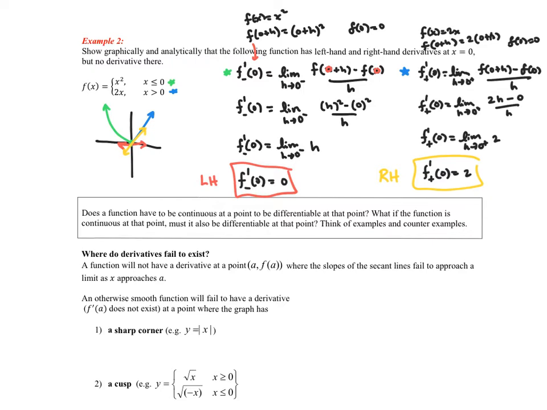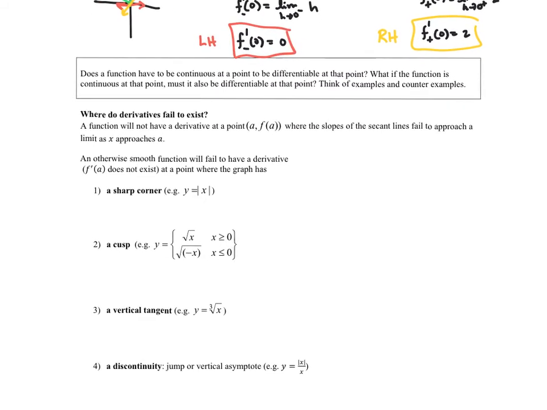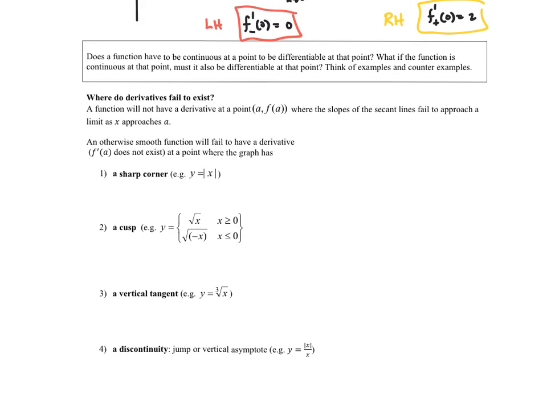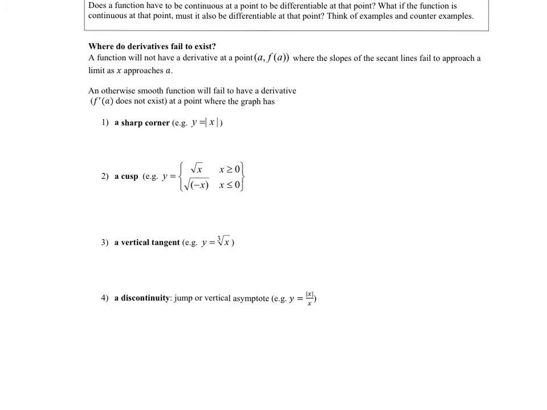Now this might remind you of continuity, and it should. We're going to start talking about the continuity of the derivative, which is called differentiability. We'll get to that in future lessons. So, does a function have to be continuous at a point to be differentiable at that point? And the answer to that is absolutely yes. Okay, what if the function is continuous at that point? Must it be differentiable? The answer to that is no. So think of examples and counterexamples. All right, so let's talk about where derivatives fail to exist.